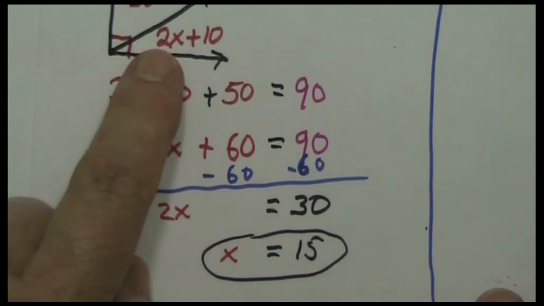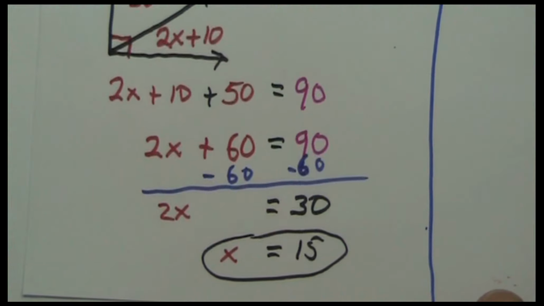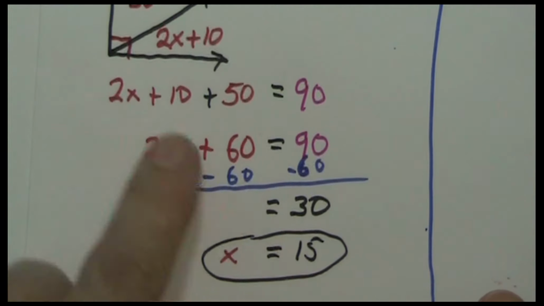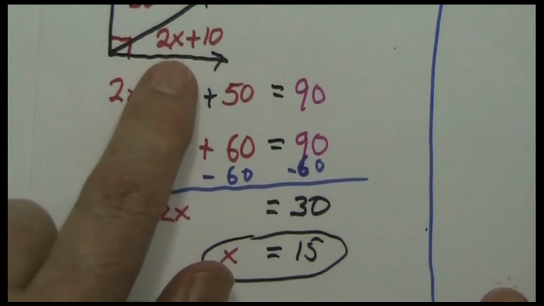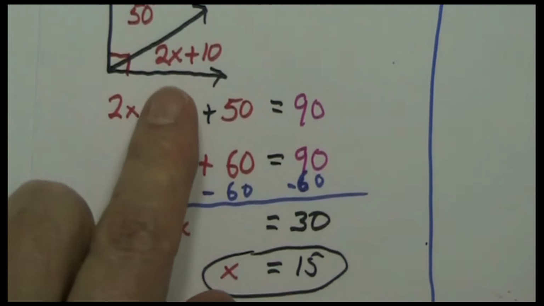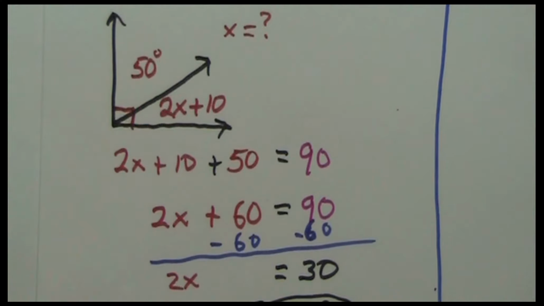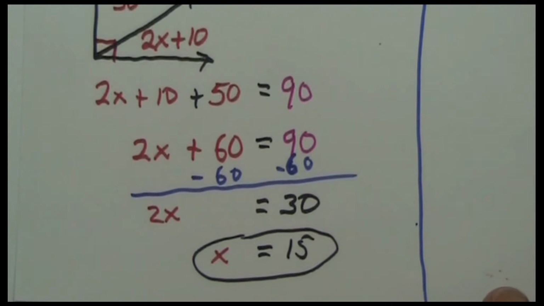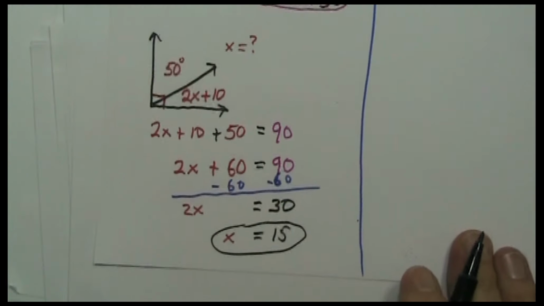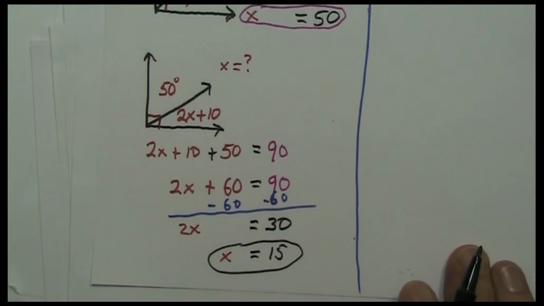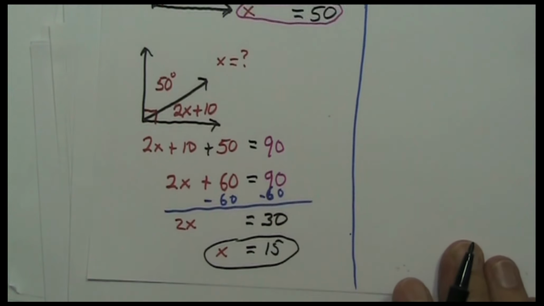And if you plug that back in there, it should come out. Okay, 15 plugged in there, 2 times 15 is 30. 30 plus 10 is 40. 40 and 50 makes 90. It works. So this is using the rules of angle addition to figure out an unknown, to solve an unknown.